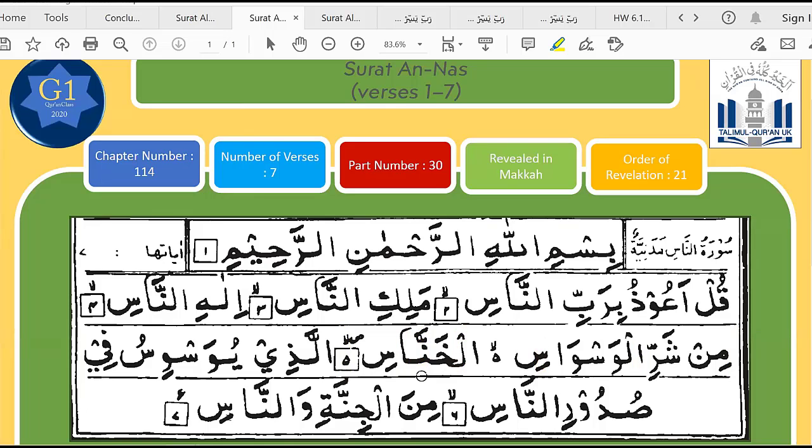Okay, can we have the next student? I'm going to invite G1117. Assalamu alaikum. Wa alaikum salam. Okay, let's start with A'udhu Billah. A'udhu billahi minash shaitanir rajim. Bismillahir rahmanir rahim. Okay, very good.